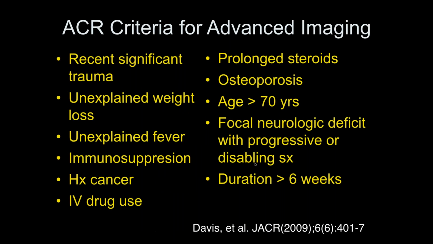Here are the criteria from the American College of Radiology. Significant trauma means you should do MR imaging, unexplained weight loss, unexplained fever, immunosuppression, history of cancer, IV drug use, prolonged steroid use, osteoporosis. So these are primarily concerned about cancer or infection. Osteoporosis would be fracture.